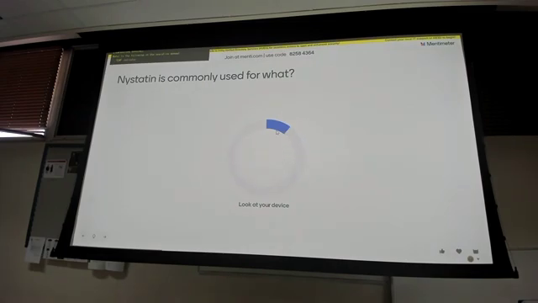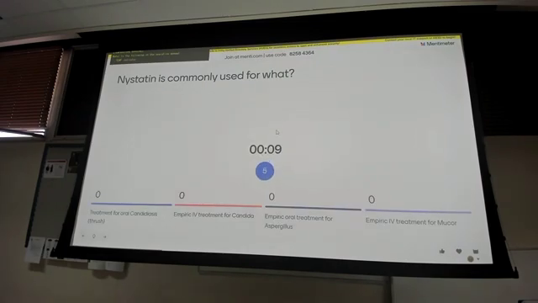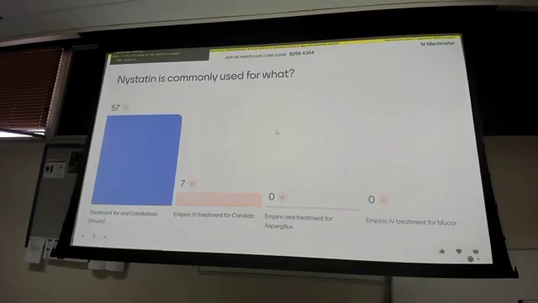Statins commonly used for what? Love it. Going back to amphotericin, can you guys give me some side effects? Toxicity. I heard something over here.